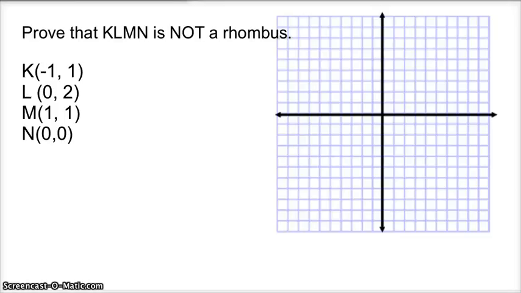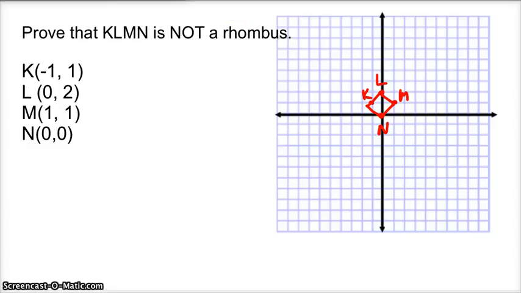Prove that KLMN is not a rhombus. All right, so let's graph these points. K, negative 1, 1. Oh, I think this one's really tiny. 0, 2, M, N. So we're proving that it's not a rhombus. Well, if it's not a rhombus, let's talk about what a rhombus is.